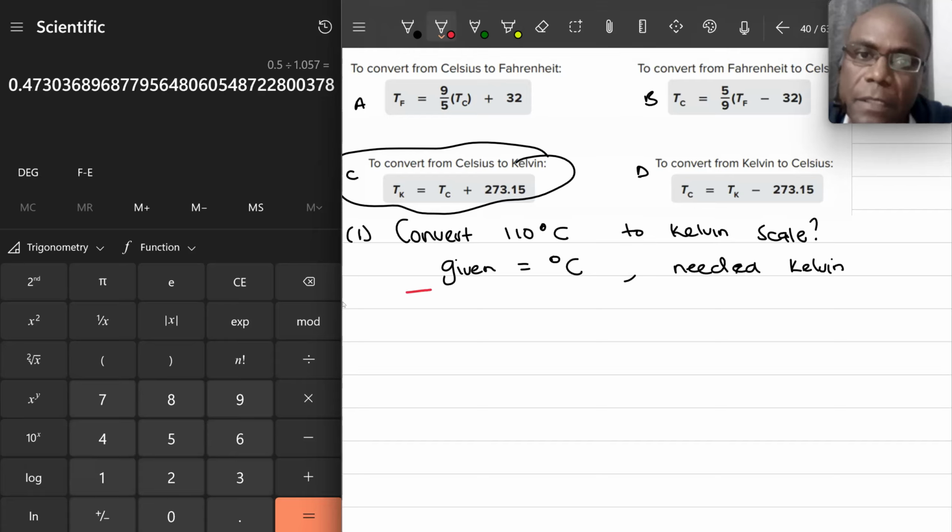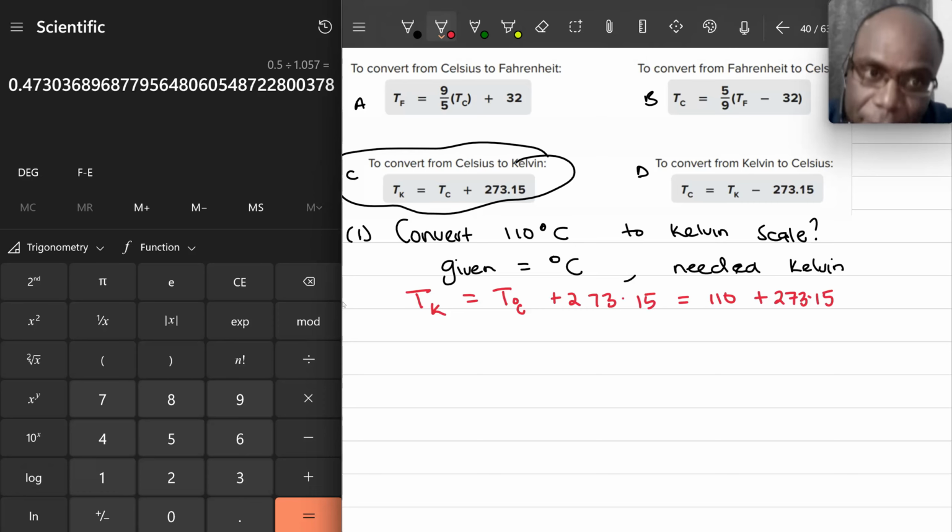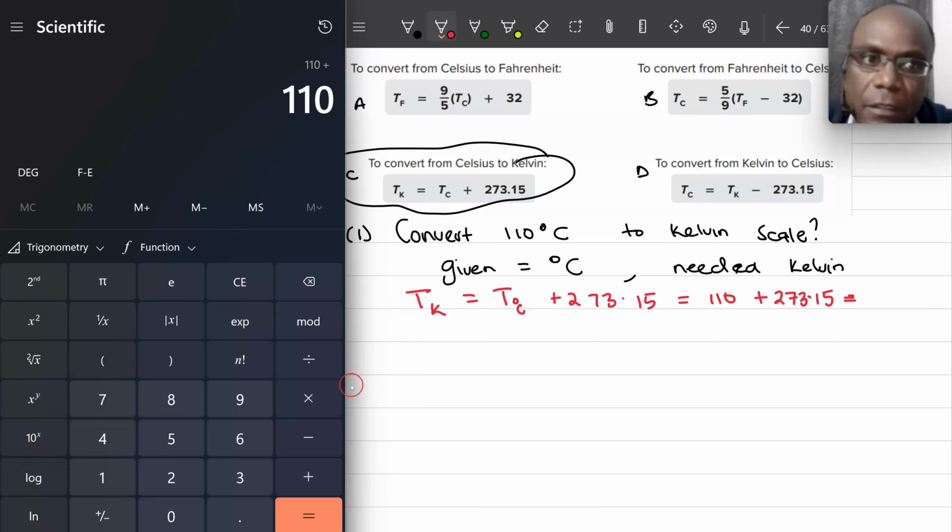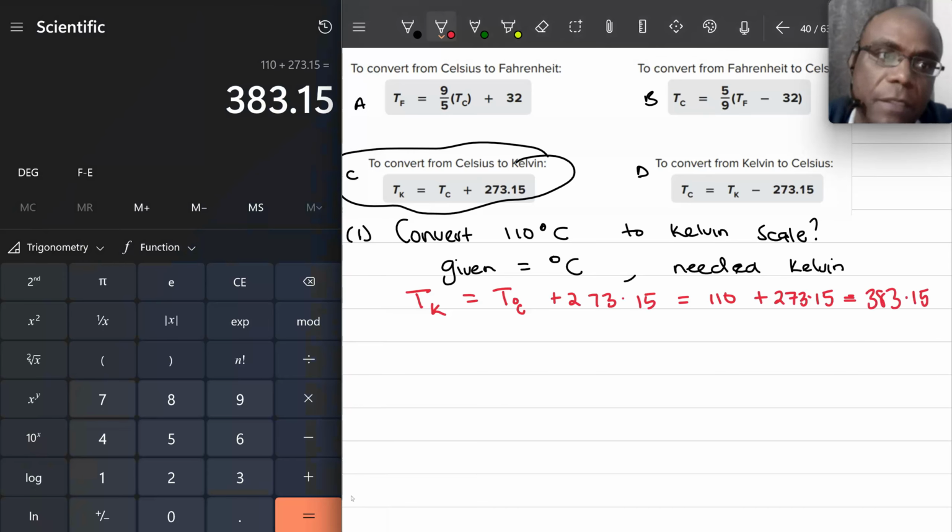The way we do that, we'll say temperature in Kelvin is equal to our temperature in degrees Celsius, and we add 273.15. Don't forget. So it's going to be 110 plus 273.15. Simple math, you can do it in your head, but for me, I don't take chances. So it's 383.15 Kelvin. That is the temperature equivalent of 110 degrees Celsius in the Kelvin scale.